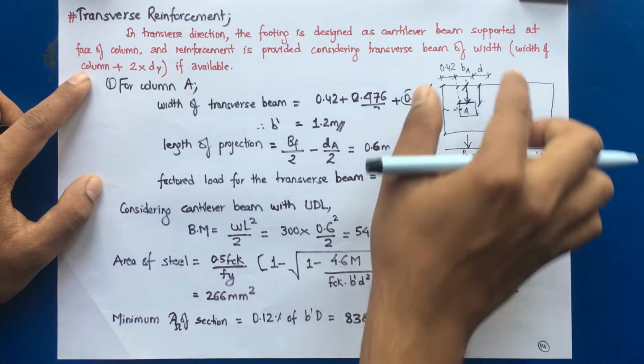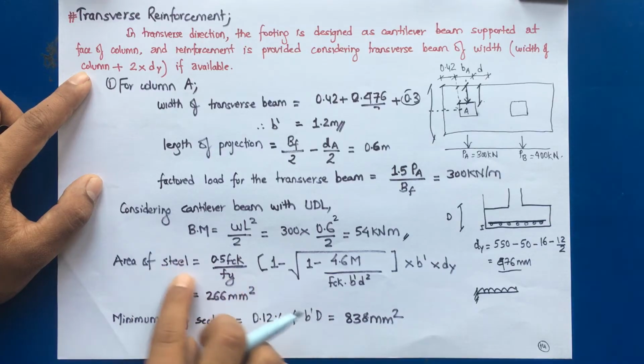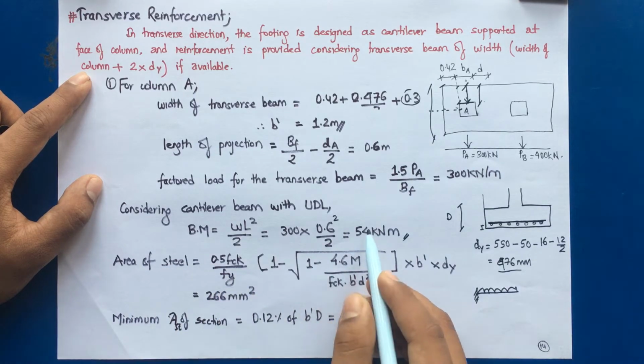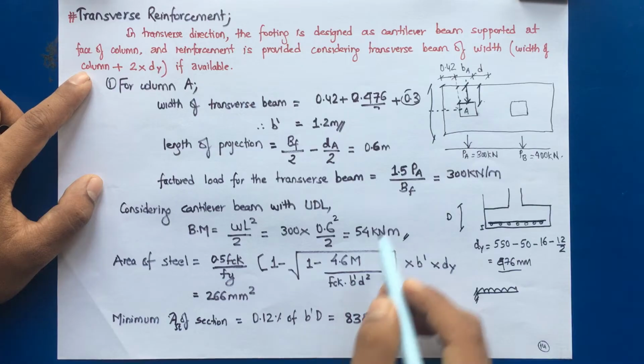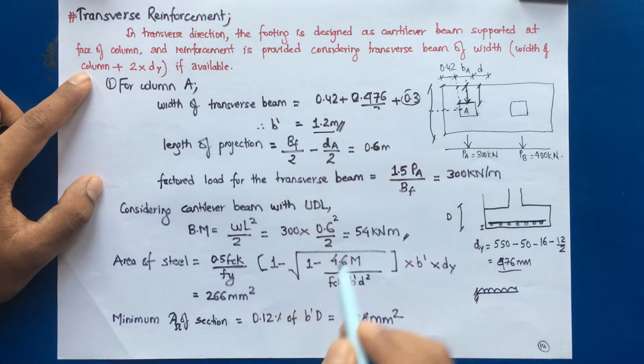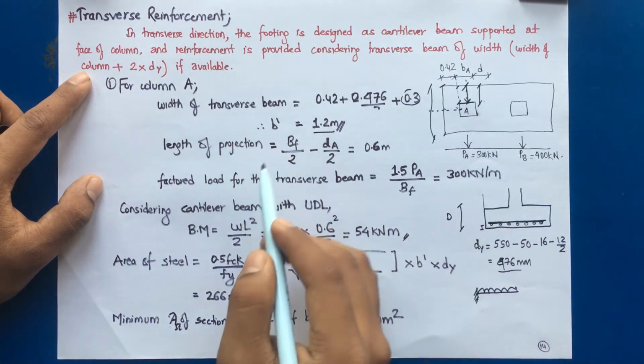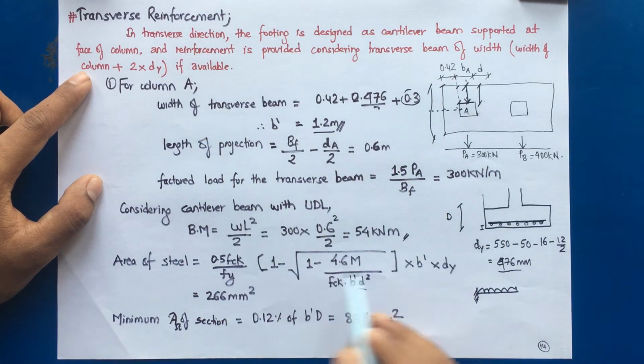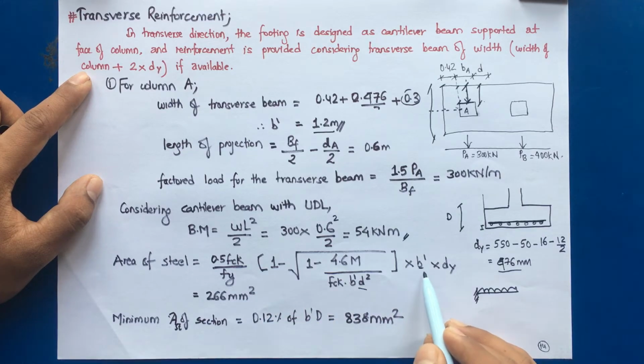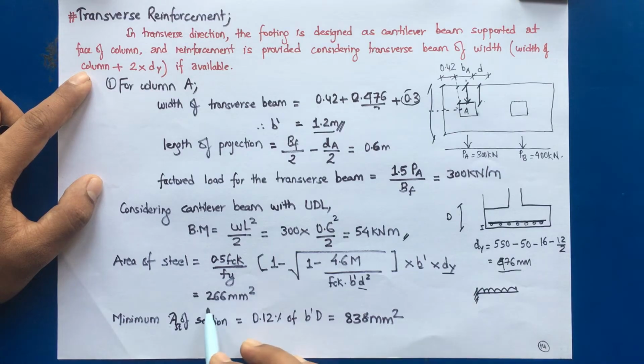Now area of steel for this bending moment is computed using this formula. Substitute the value of M as 54. The value of b dash will be the width of the transverse beam, that is 1.2 meter. d is 476 mm, and other things will remain same. So b dash 1.2 will be 1200 mm, similarly this will be 476 mm. We get 266 mm square. Don't get confused, we are not using 1000 mm, that is we are not considering unit width. So 266 mm square.